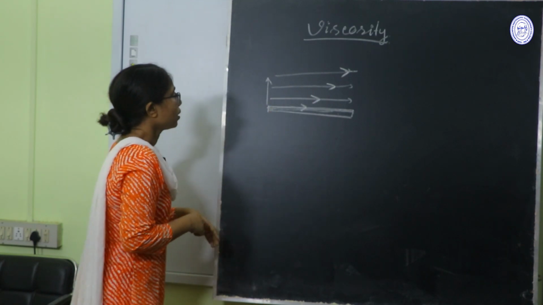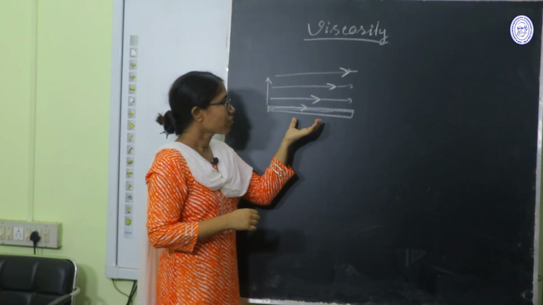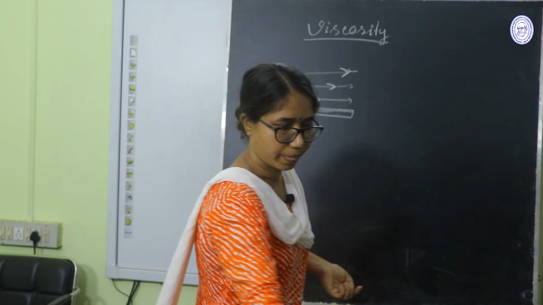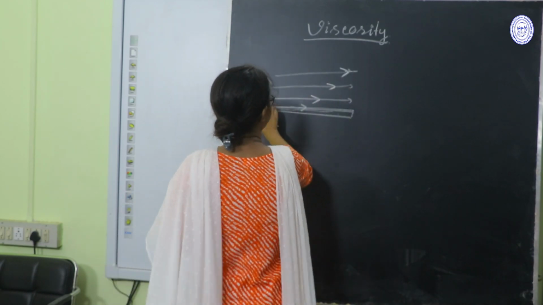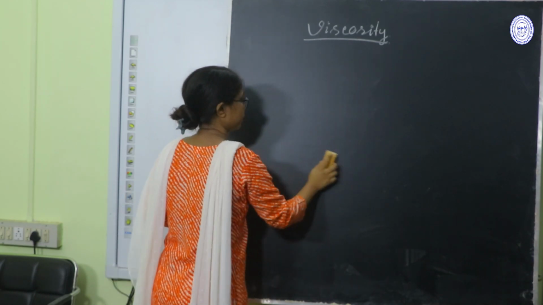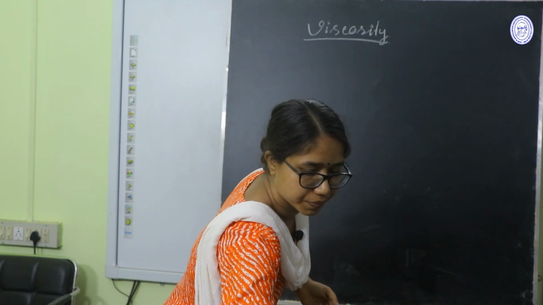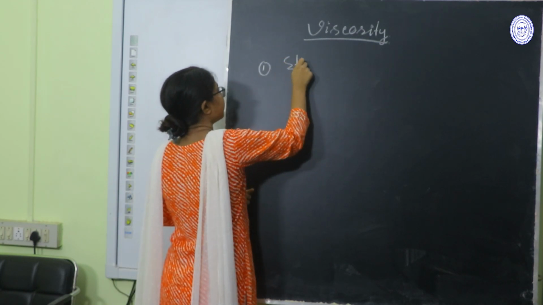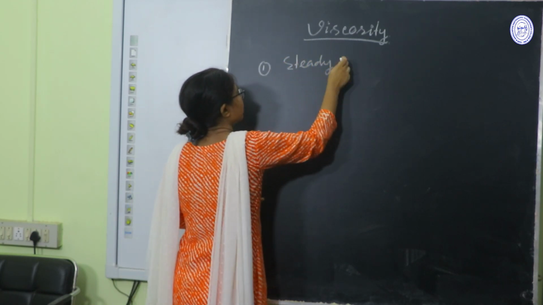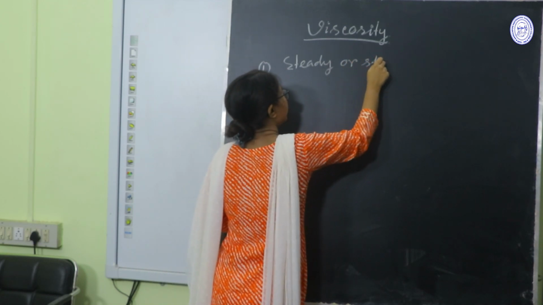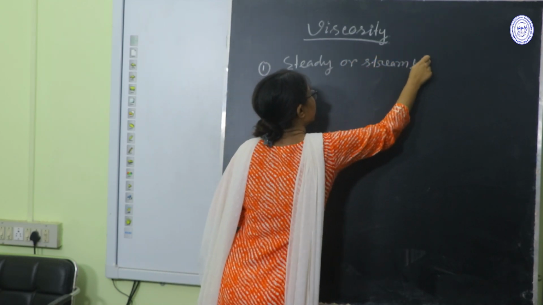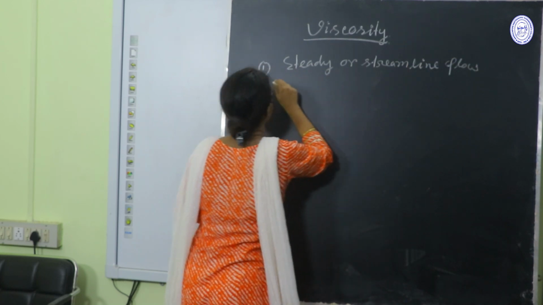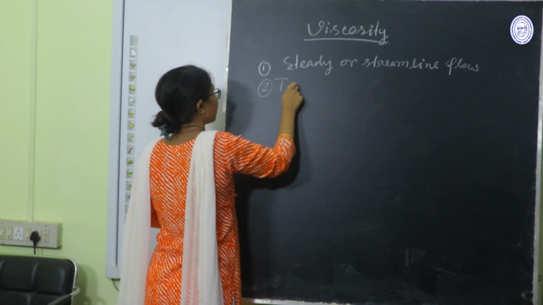Okay. Now, types of fluid motions. There are two types of fluid motions. The first one is steady or streamline motion or flow, and the second one is turbulent flow.